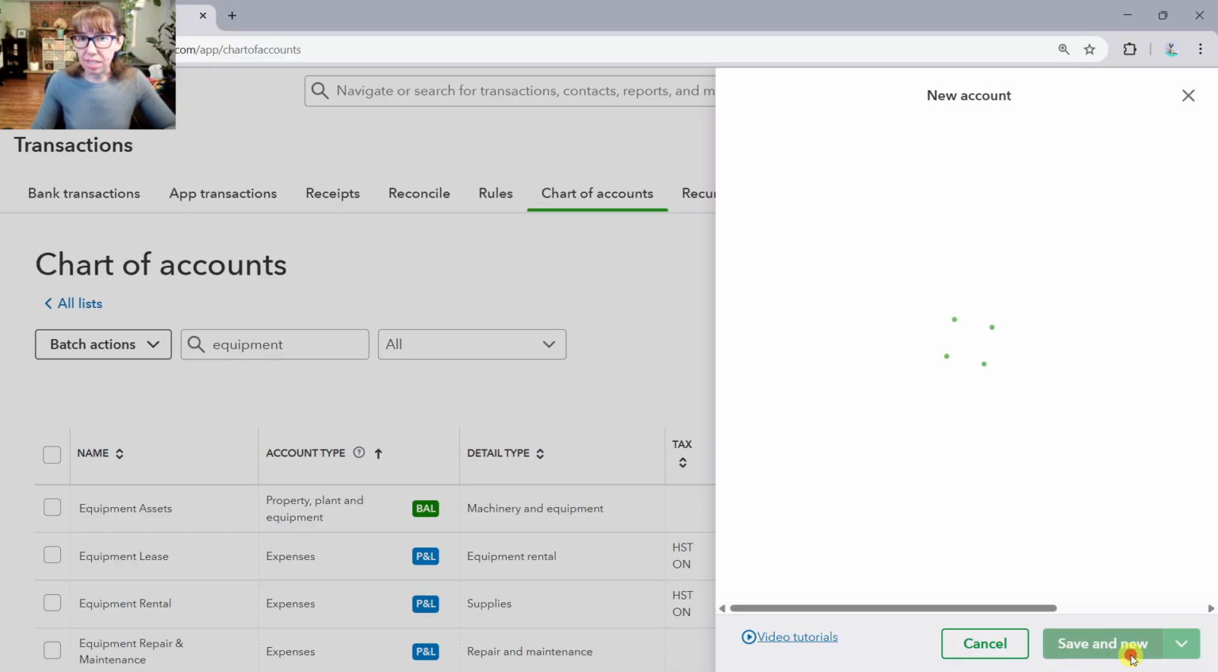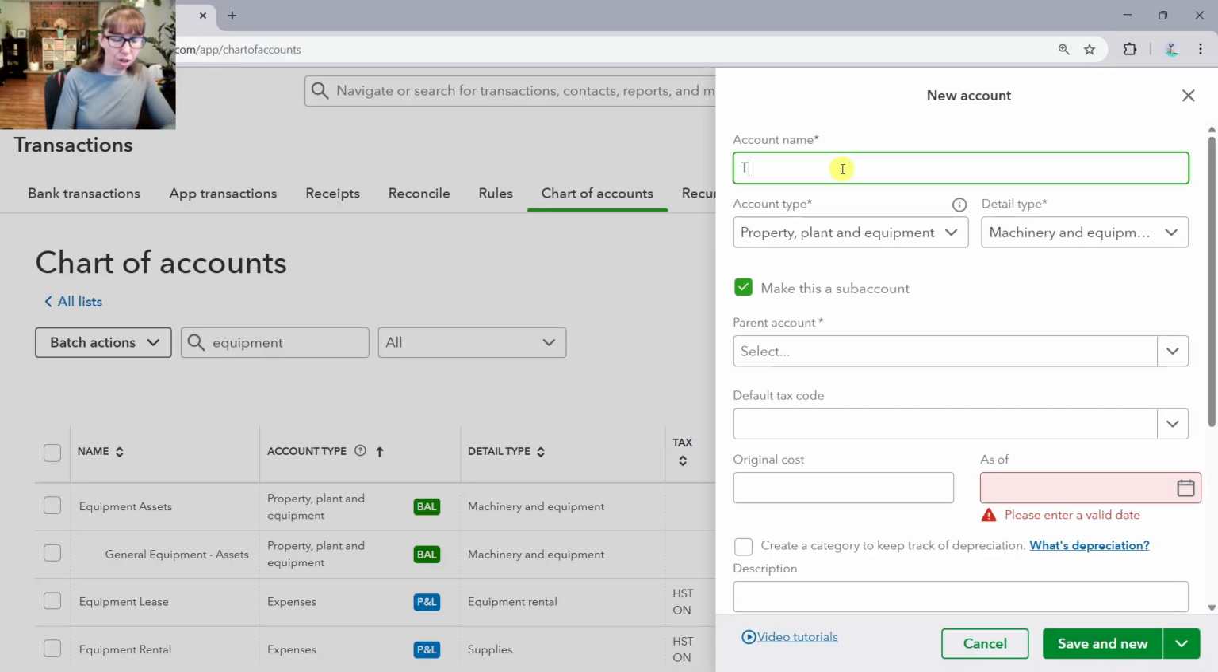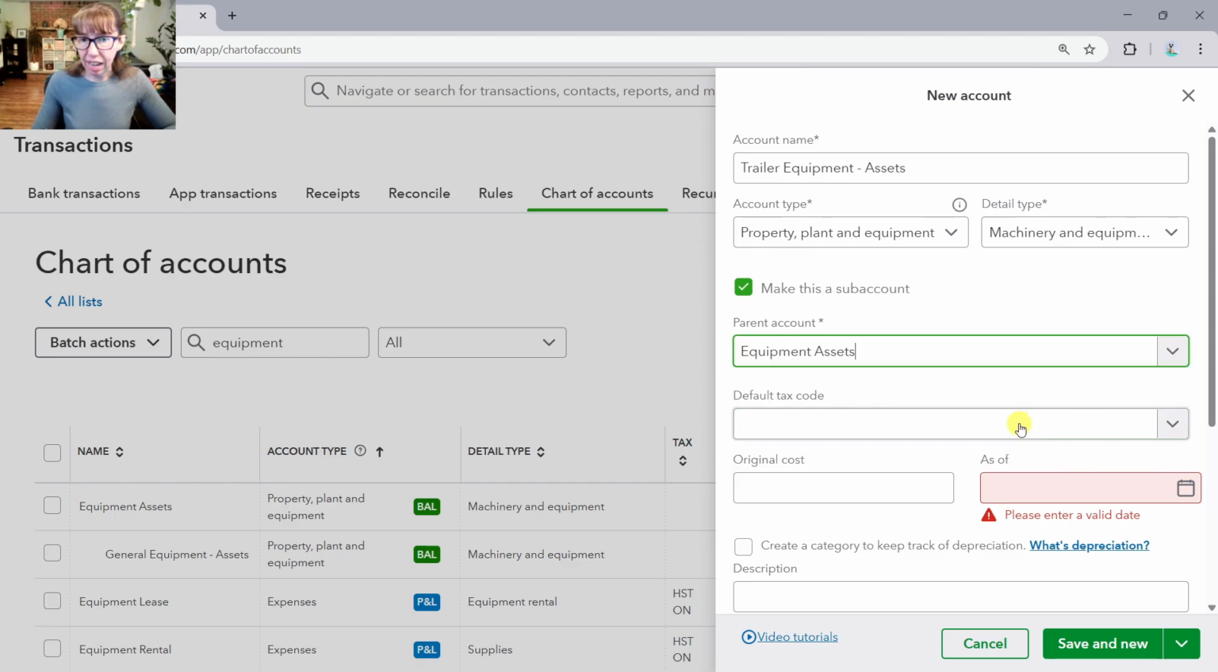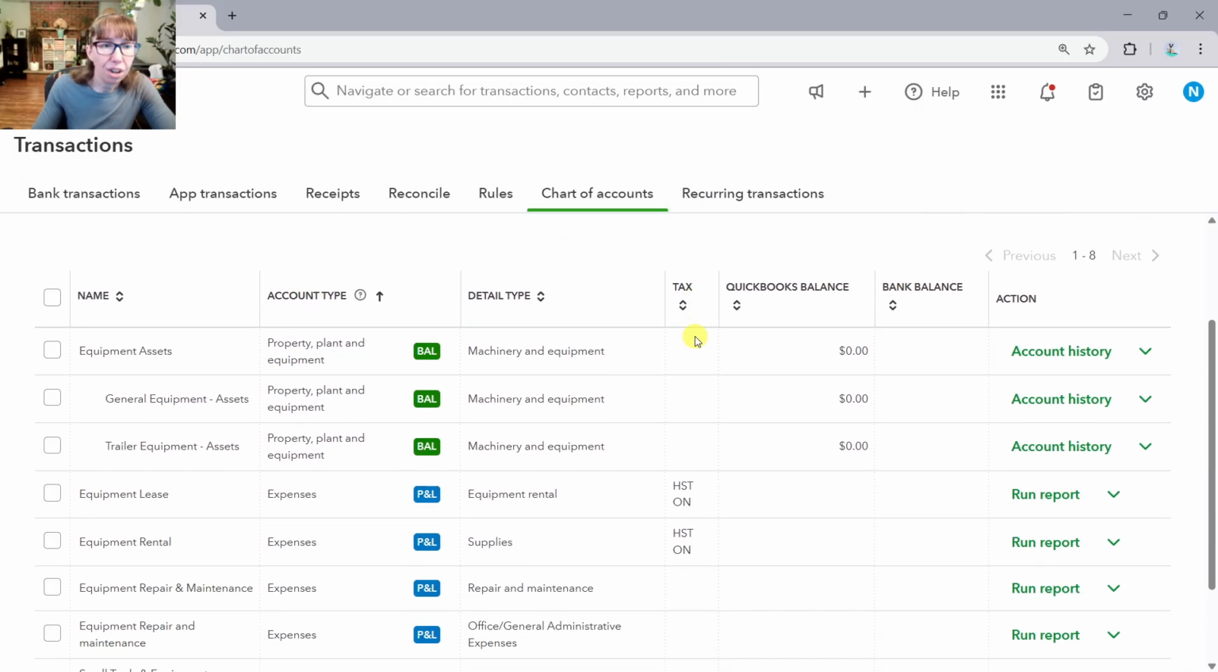We'll go save and new, and now we'll go trailer equipment assets like this. And again, it is a property, plant, and equipment, or a fixed asset, machinery. And we're going to make this also a sub-account of equipment assets. And then we're going to go save, and save and close. Excellent. So now you can see we've got equipment assets with two sub-accounts.